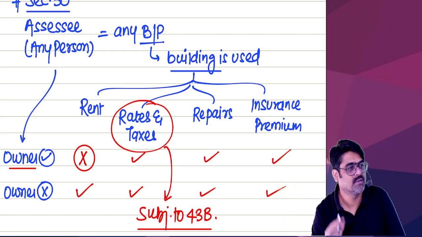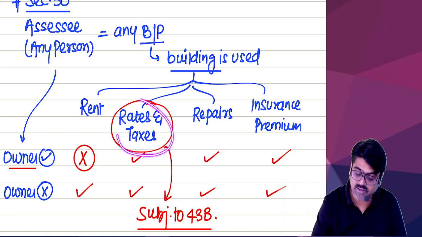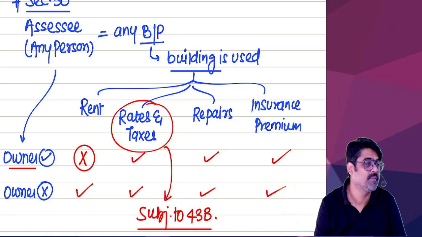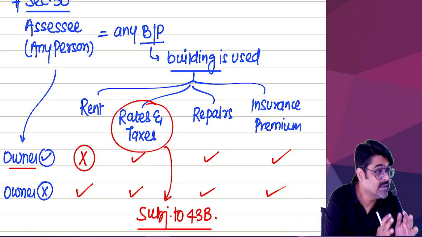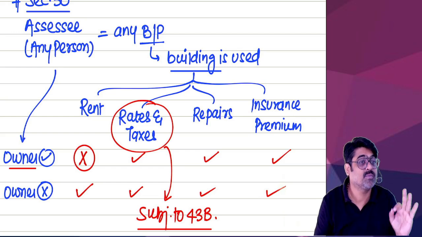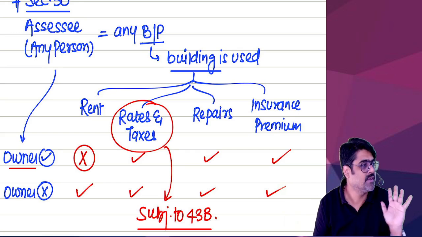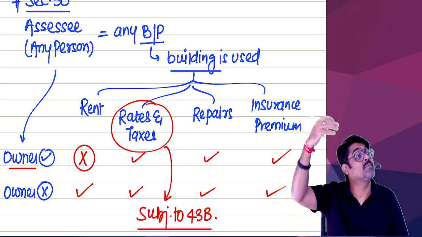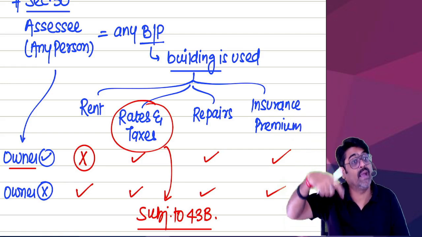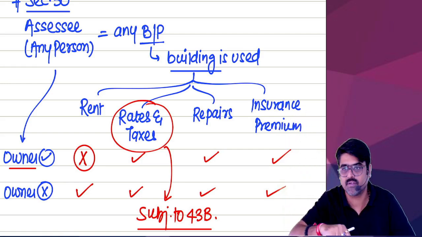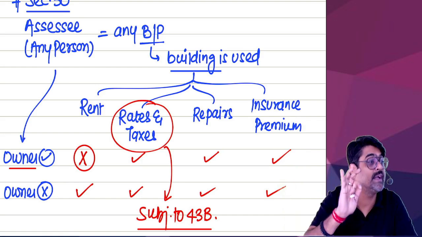But this year's due date of filing ROI is gone, and these rates and taxes are still unpaid. Will you get any deduction for these rates and taxes in this year's business income? As per 43B, it will be disallowed. It will be allowed from the business income of that year in which they are actually paid and not from this year. This is known as subject to 43B.